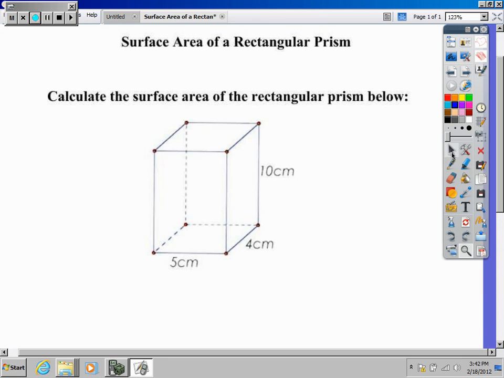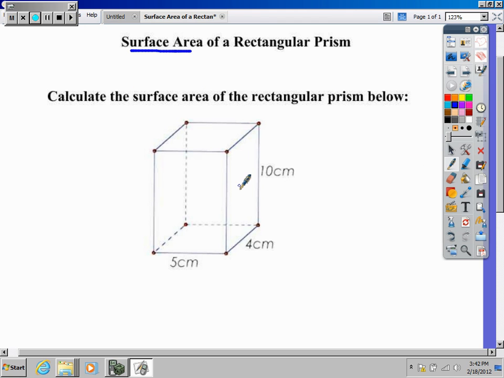In this lesson, I'm going to talk about how to calculate the surface area of a rectangular prism. This is a very commonly missed problem on the MCAs and ACTs where students misinterpret surface area with volume. The surface area is the outer shell that we're looking at here.